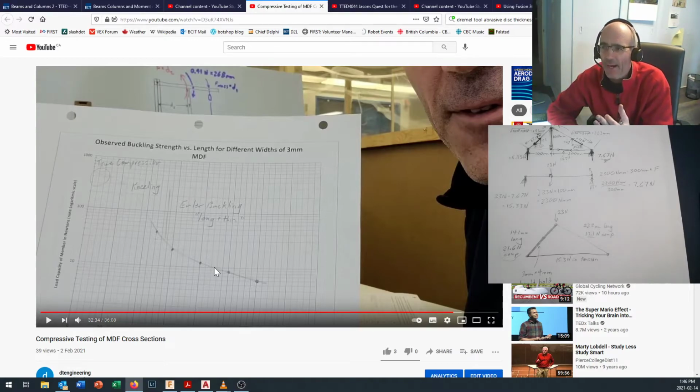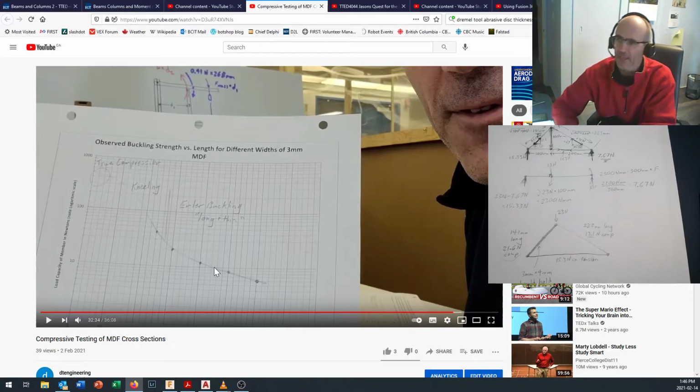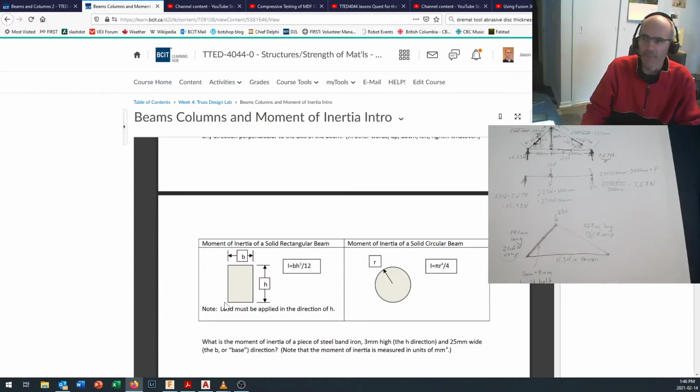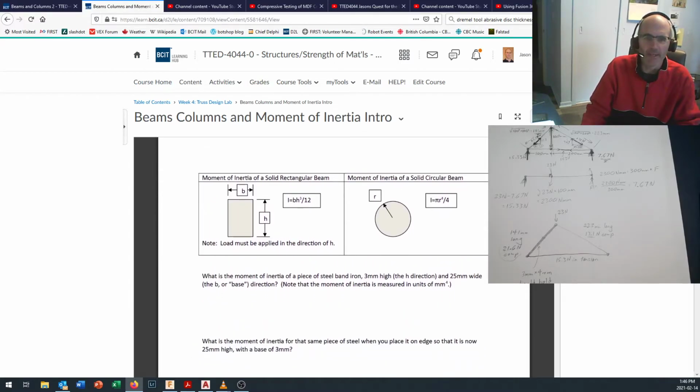Now, I could have gone back and tested a 3 millimeter by 5 millimeter section, and a 3 millimeter by 6 millimeter section, and a 3 millimeter by 7 millimeter section. Except there's some theories and some knowledge that we've got about column buckling. And it's really based on beam bending. And our beam bending has this formula that involves something called, well, we call it the moment of inertia, but it's really technically something called the second moment of area.